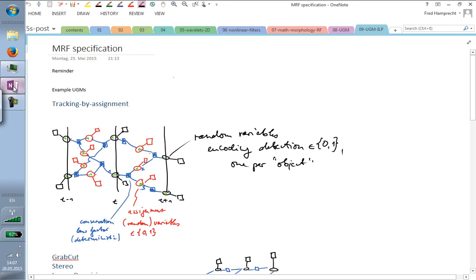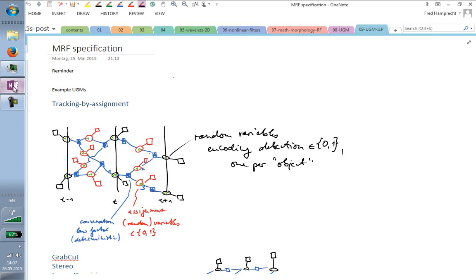So last time we were talking about how you can specify a Markov random field, an undirected probabilistic graphical model. And I was not quite finished with giving all the ingredients of such a specification. So this is what I want to start with today.